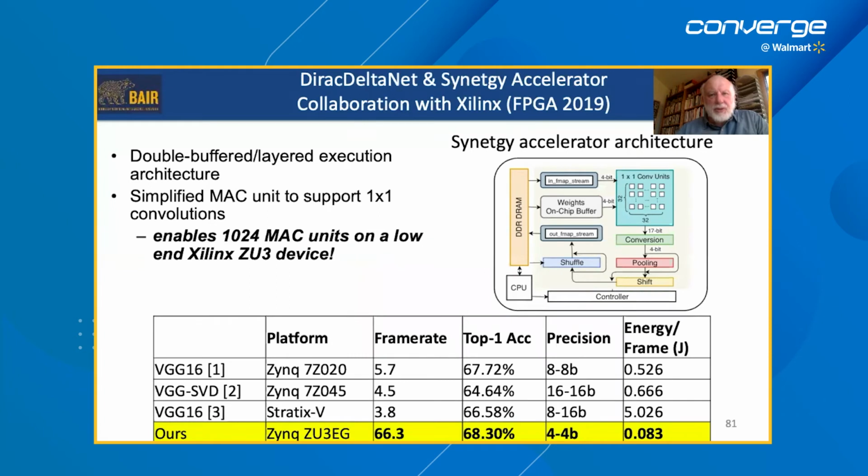We then went on to our own efforts here, in which we developed another neural net, again for computer vision applications, and we were able to get state-of-the-art results there and much superior frame rates to those that were available. But to me, the most interesting thing is that by using our work in quantization, we were able to get bit quantization down to a level in which we were able to put 1,024 multiply accumulate units on a low-end Xilinx ZU3 device.